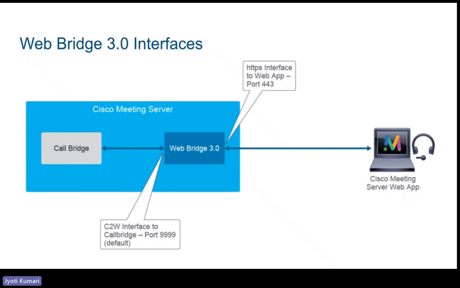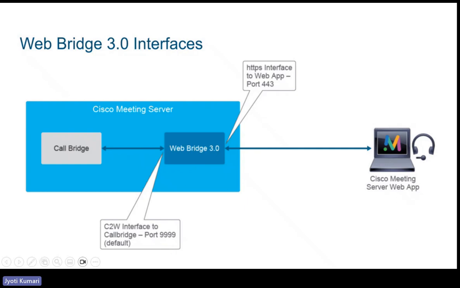Then WebBridge 3 interfaces. WebBridge 3 is just the service of WebBridge to allow outside users to connect to the web app and join meetings internally. WebBridge 3 means just the third version, the latest version of it. Between the Callbridge and the WebBridge, a port automatically gets connected. A default port of 9999 is generated automatically for the connection between Callbridge and WebBridge, and HTTPS port 443 by default is used for the outbound port.